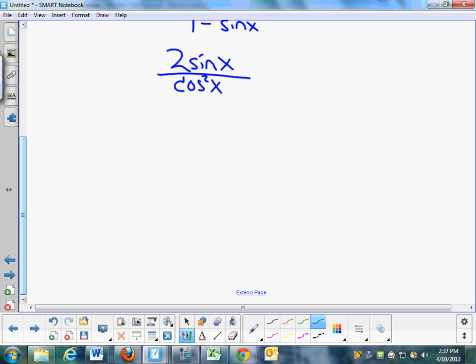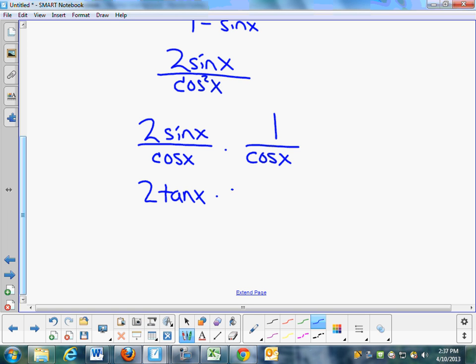You sure do. We can just separate this: 2 sine of x over cosine of x times 1 over cosine of x, which is 2 tangent of x times secant of x, which is what I have on the other side. And now I can write QED. And I feel all good.